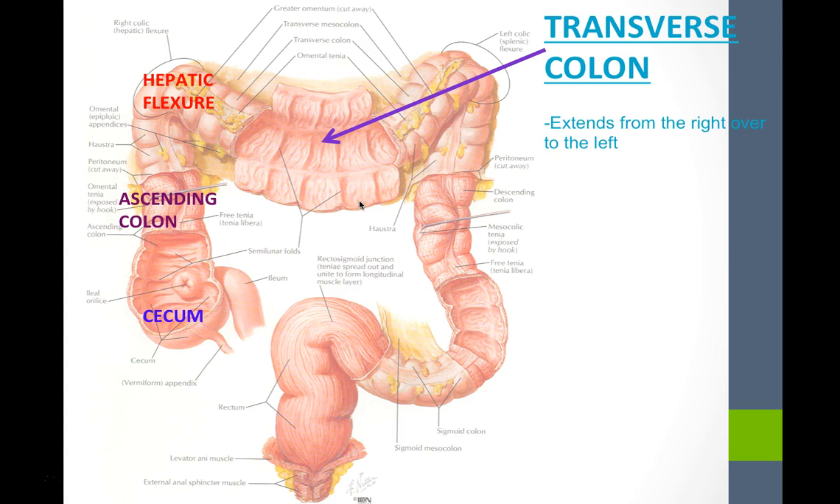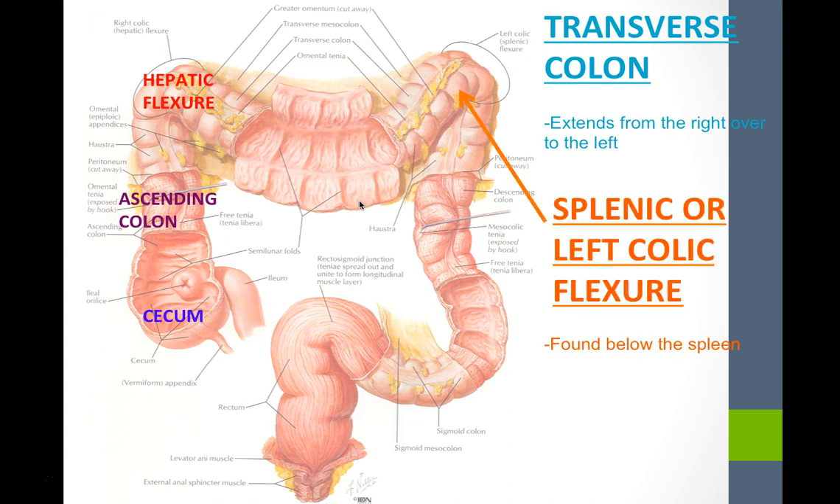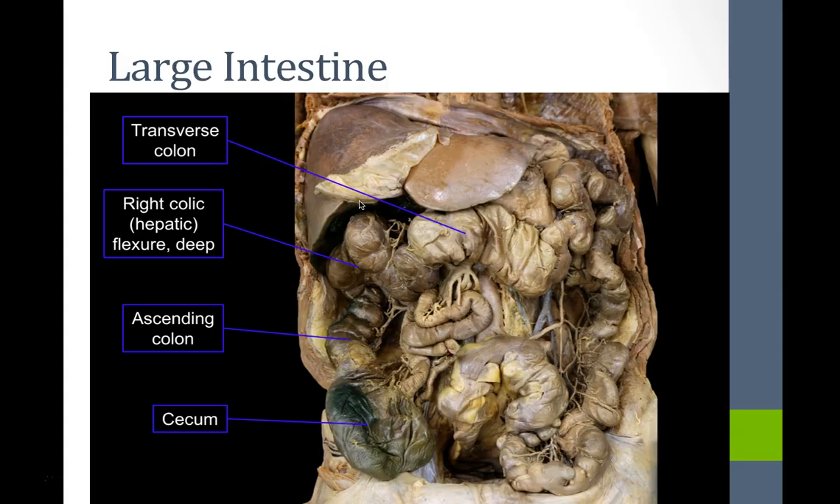And so the transverse colon will travel over to the left and bend again. So we are going to call this the splenic or the left colic flexure. Splenic because we find it inferior to the spleen. So this is a cadaveric image of those portions of the colon.